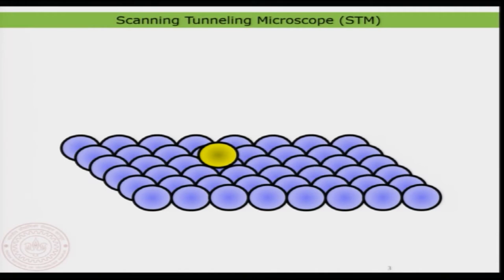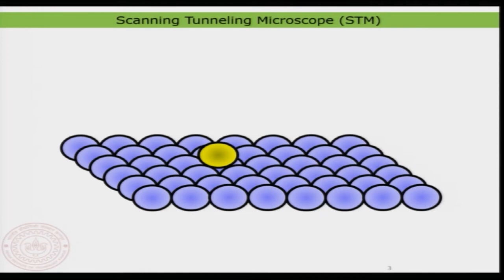I would like to investigate a surface of this type where I have a surface lattice. You can see the blue atoms are nothing but my surface lattice, and then I have added an ad atom on top of the surface. By now you know what an ad atom is. It is the adsorbate atom that you have deposited, an atom which is sticking on top of the surface.